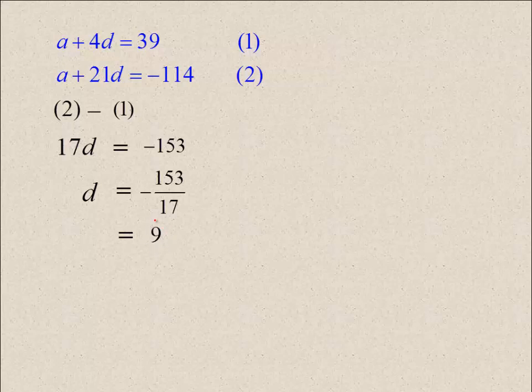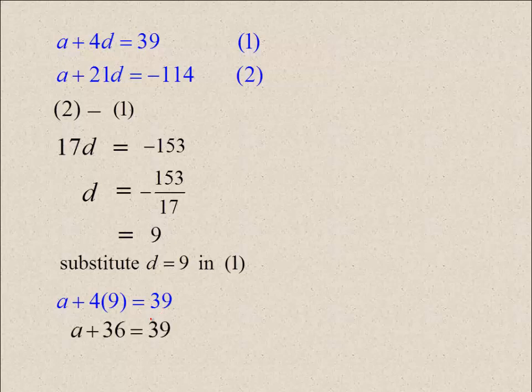Now, how do I get the answer for A? I simply take the value for D, I substitute it into any one of the equations. In this case, I'll substitute in equation number 1. And what do I get? I get A plus 4 into D, but D is equal to 9, is equal to 39. 4 times 9 is 36. A is equal to 39 minus 36, which is equal to 3.